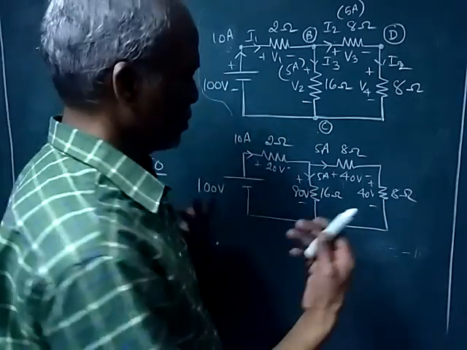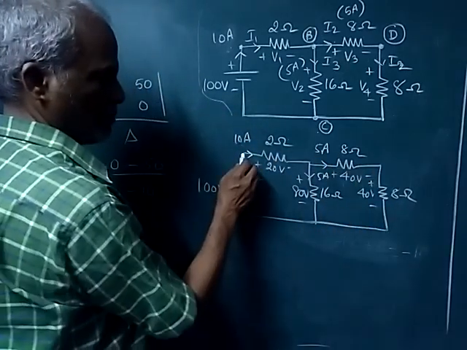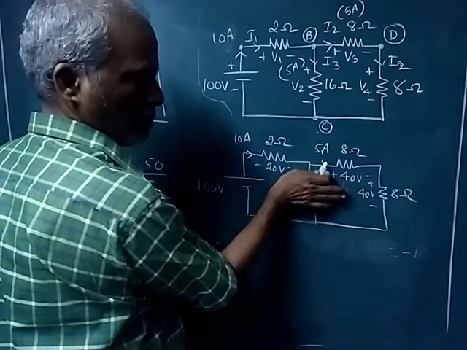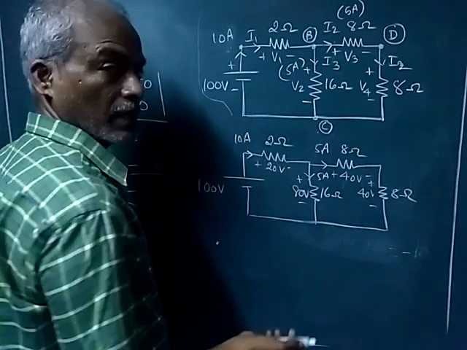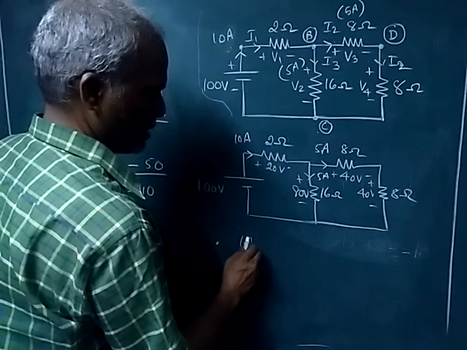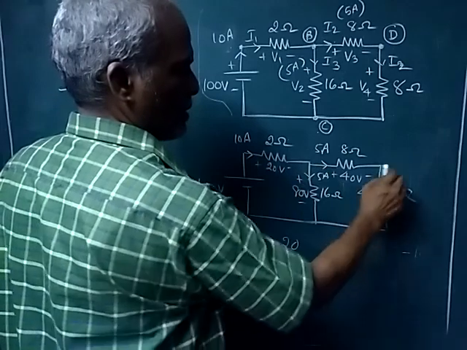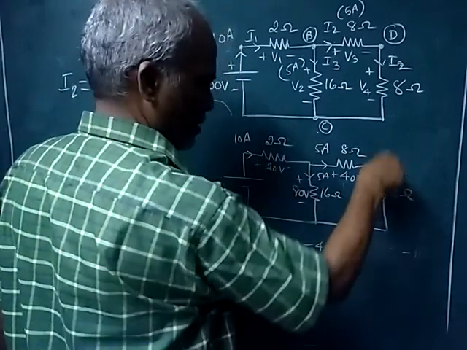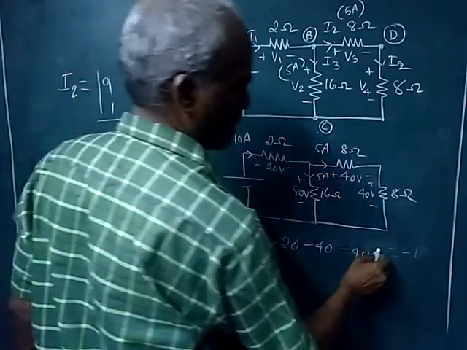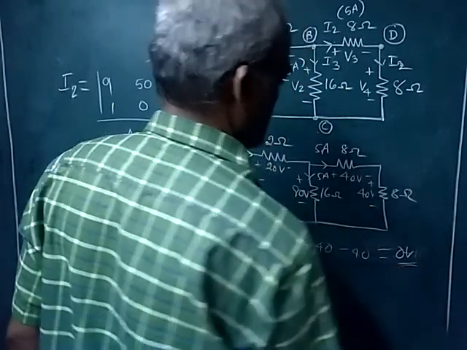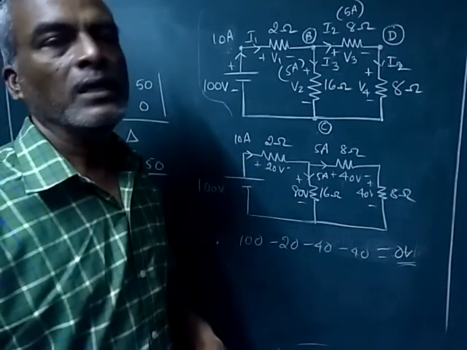Now if you take the outer loop also, suppose I am taking the outer loop, I am not considering the middle part, I am considering only the outer part, still you will get the same answer. Rise in potential 100, here fall in potential minus 20, here minus 40, and once again minus 40, and we have completed. So if you sum up, it will give you 0 volts. So we have proved Kirchhoff's voltage law, we have used Kirchhoff's current law to solve this equation.